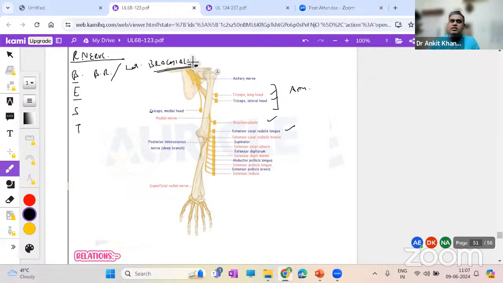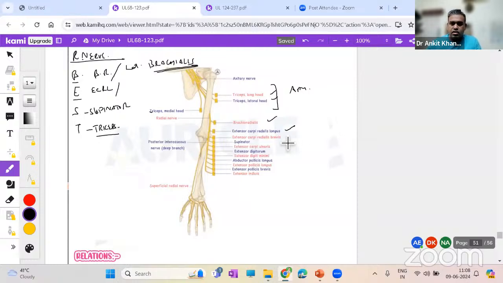Brachialis, where have you heard this name? In the anterior part of the arm. But its lateral half is also supplied by the radial nerve. E refers to the extensor carpi radialis longus. S is a small muscle which supinates, known as the supinator muscle. And T you can see is the triceps. So these are the muscles supplied by the main trunk of the radial nerve.